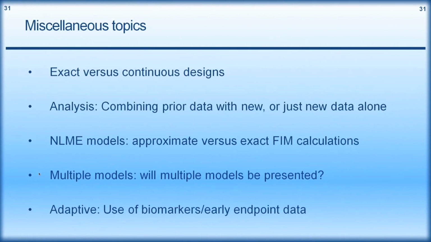Some topics that I haven't really mentioned today: exact versus continuous design. So the idea that dose is perhaps continuous, like in the example where the optimal design was 5.76. In reality, we may have dose levels of 5 or 10 or 20, and that would be an exact design, so we're using only those doses, whereas continuous designs allow them to be flexible.